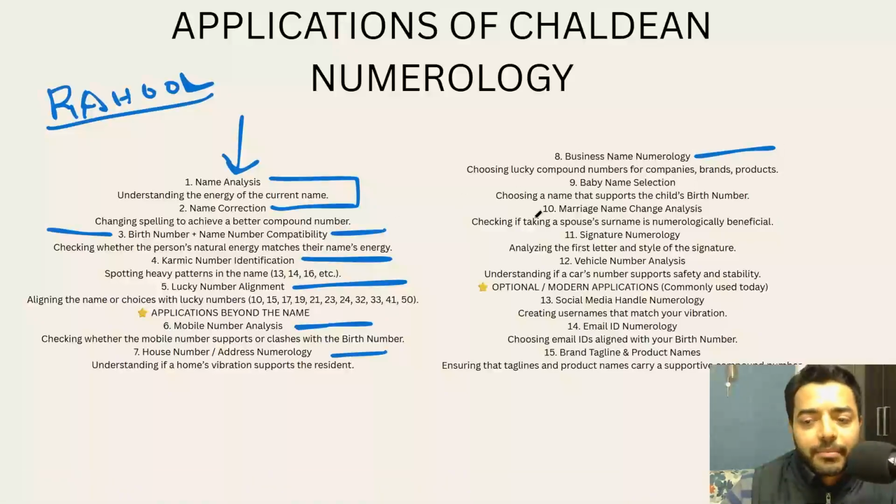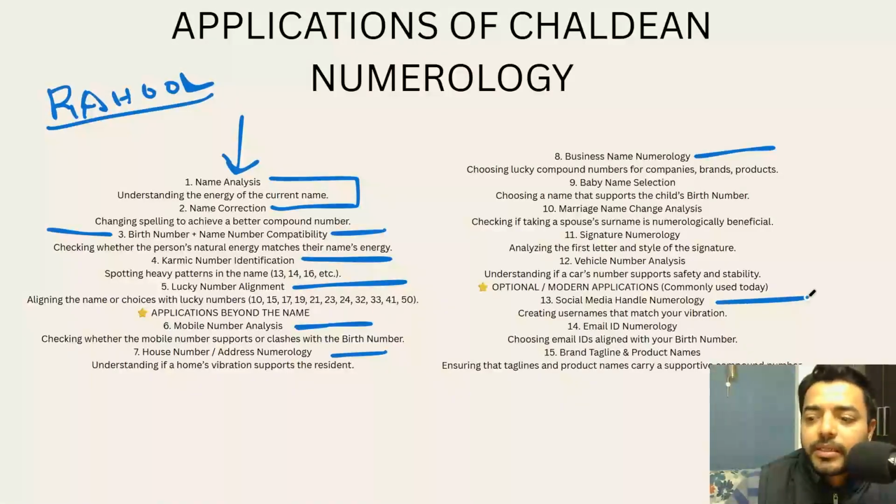Similarly, if you have a business name like Kavya Fashion, you can also check if Kavya Fashion is aligned to your birth number. You are a person, you have started a business, so does your birth number match or align with the business name? It's the same as the name analysis, that is birth number plus name number compatibility. Instead of name, we will be using the business name, or you can have the baby name, or you can have marriage name, right? So signature numerology is just one character or one letter. We will not be doing this, but we can also do vehicle number analysis in a similar way.